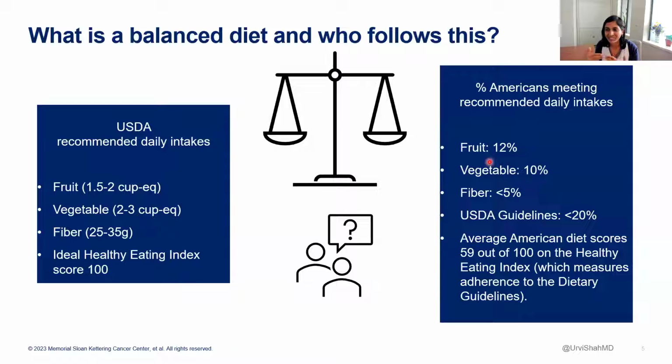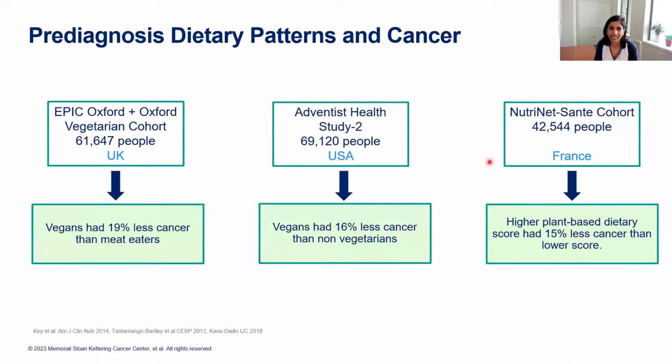And you can see here that the number of Americans meeting these daily intakes is so low. Fruit is only 12%, vegetable only 10%, and the guidelines less than 20%. And we're just talking about the general USDA guidelines. So when people say the guidelines don't work, it's more like people don't follow the guidelines, and so they don't work. I think there was a recent study looking at cancer survivors too, and these numbers are not very different. So I think there's a lot of room for us to improve on those things and see the benefits for ourselves directly.